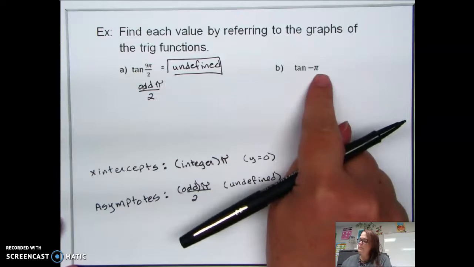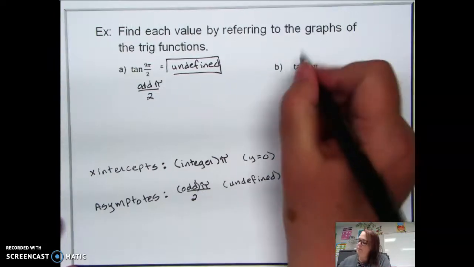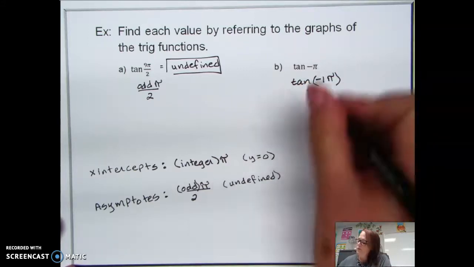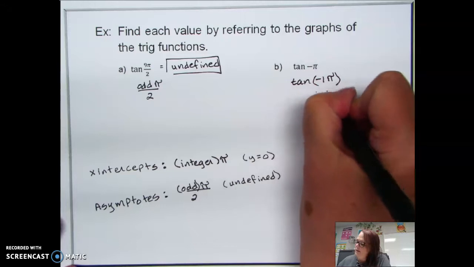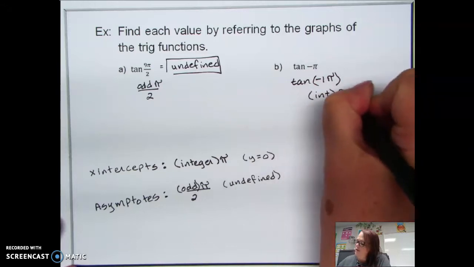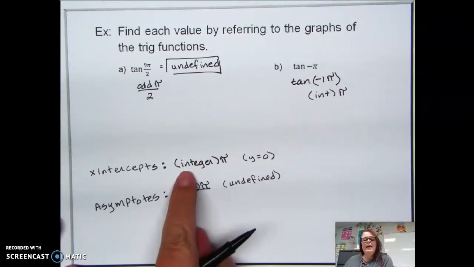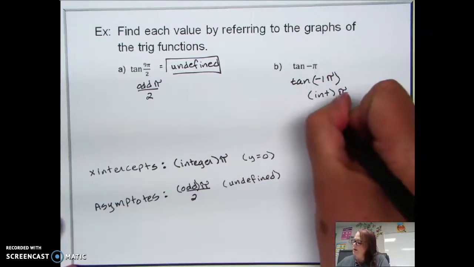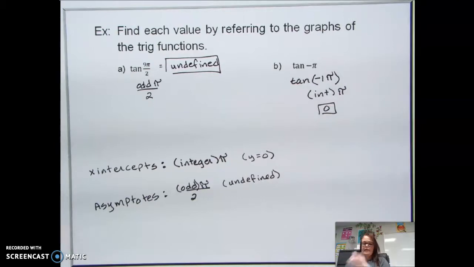When I look at this next question, this is tangent of negative pi, or we could call it the tangent of negative 1 times pi if we wanted to. So negative 1 is an integer, so we're talking about an integer times pi situation. And we said anytime that happens, I've got an x-intercept, and so that means that my y value is 0. So tangent of negative pi would be 0.